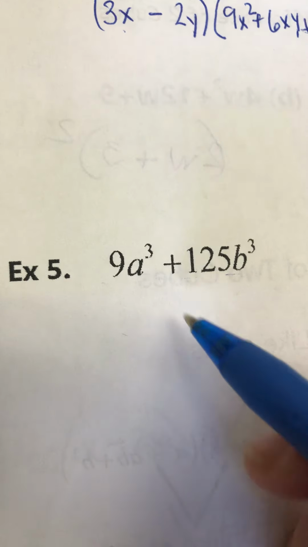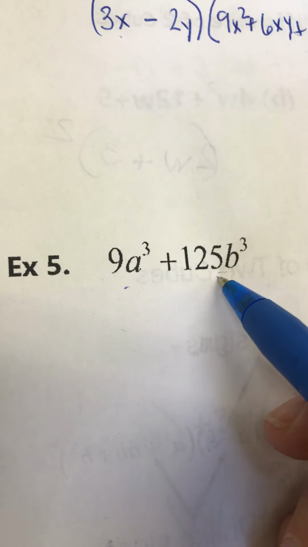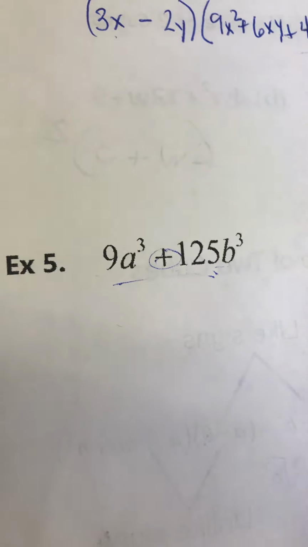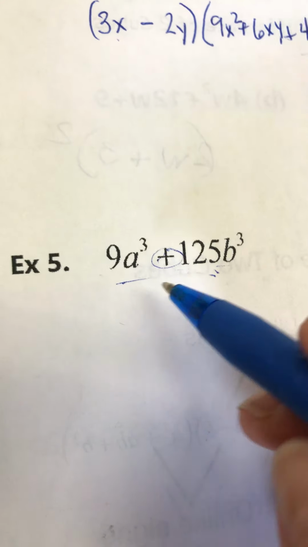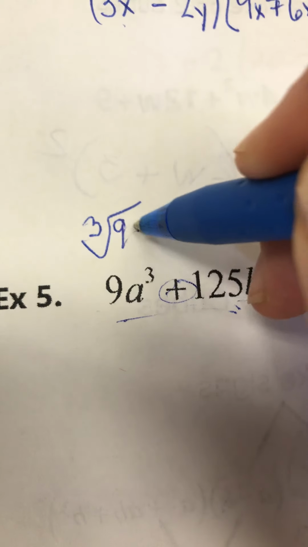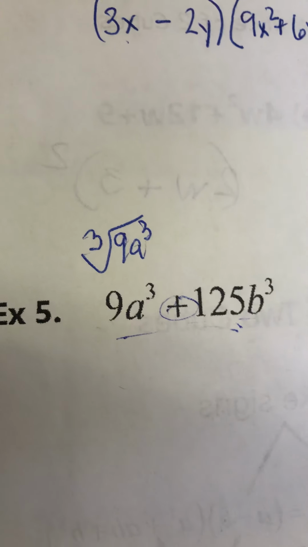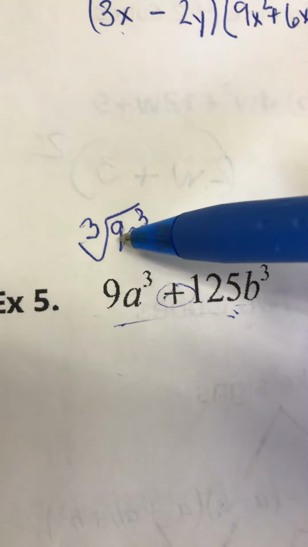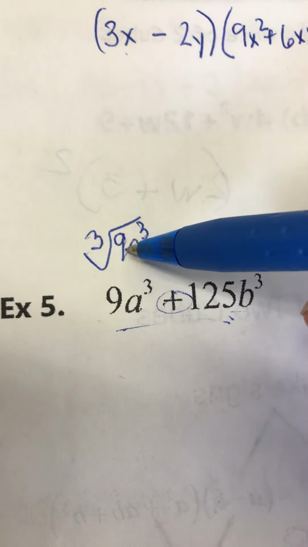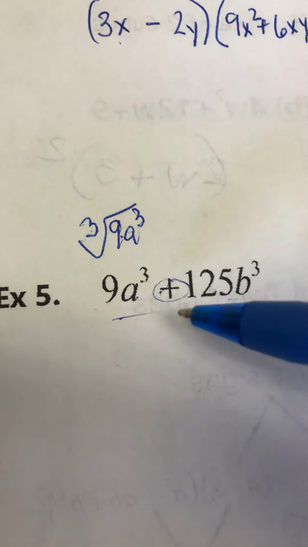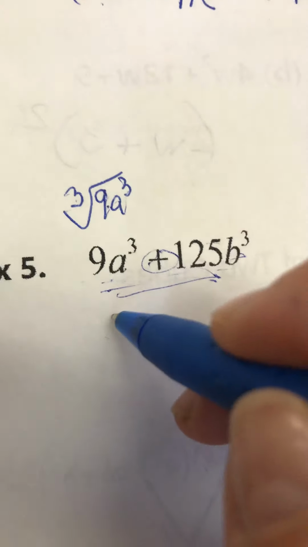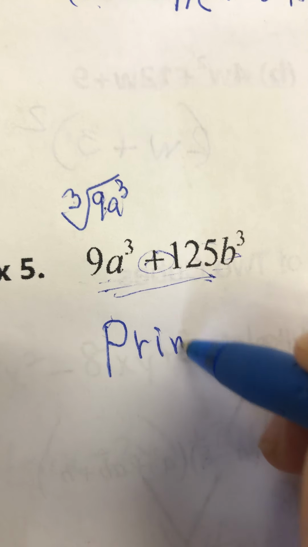So we're going to look at this and say, okay, if there's no GCF and this is not a difference, it can't be dots, we're going to try cubes. So the cube root of 9a cubed, there is no such thing. The square root of 9 is 3, but 9 does not have a cube root. So because you cannot GCF, and you cannot do dots, and you cannot do cubes, if you cannot factor it, the answer is prime.